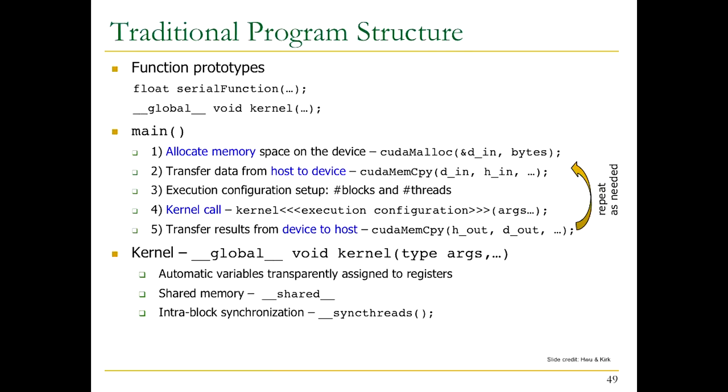We define here the execution configuration, number of threads and number of blocks, and the arguments. When the kernel terminates, we need to move the results, or maybe not the first kernel, maybe several kernels, because obviously we can launch several kernels sequentially onto the GPU. We will have to copy the results from the device memory to the host memory. And as you can see, this can be repeated as needed. That is, we might have an iterative algorithm, and we need to move data, compute, get results, and repeat the operation.